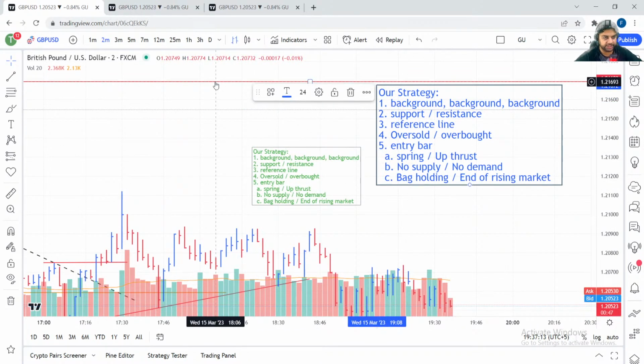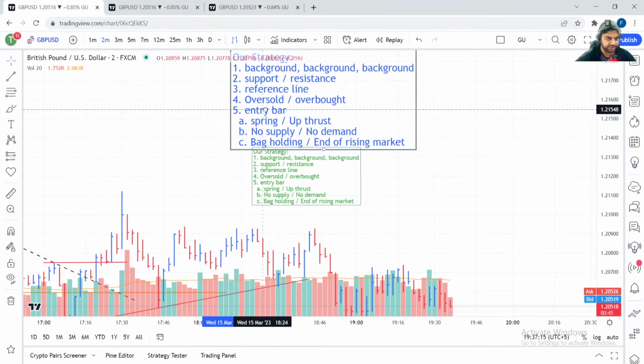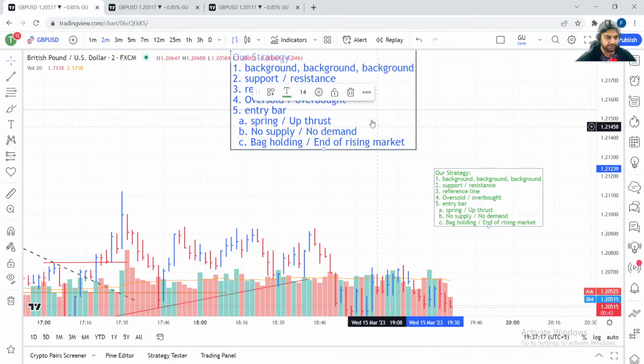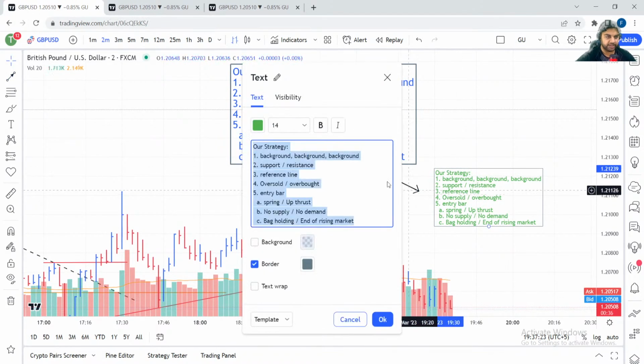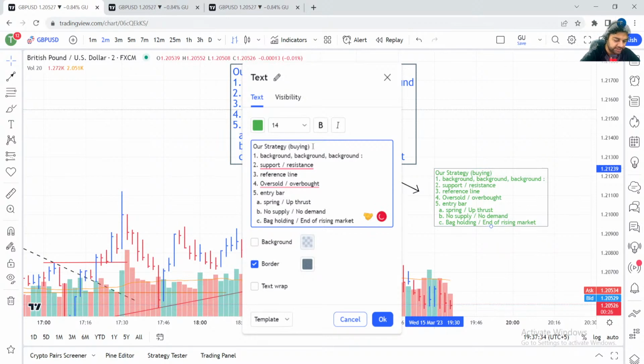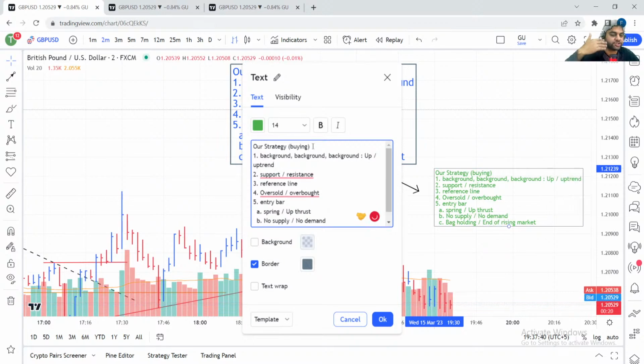Let me get rid of this line and put it over here. If you want to buy, then this is what you should follow. So for buying, our strategy for buying, now I will write it, buying. The background should be what? The background should be up, or it should be an uptrend, or it should be a strong background.